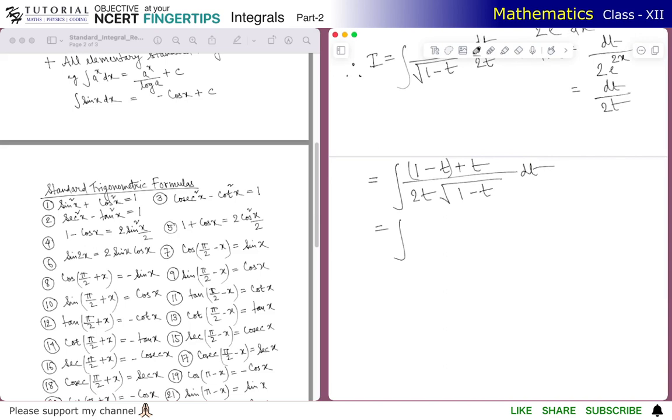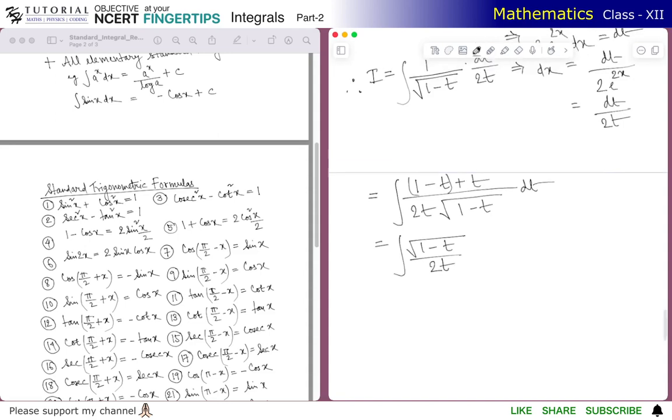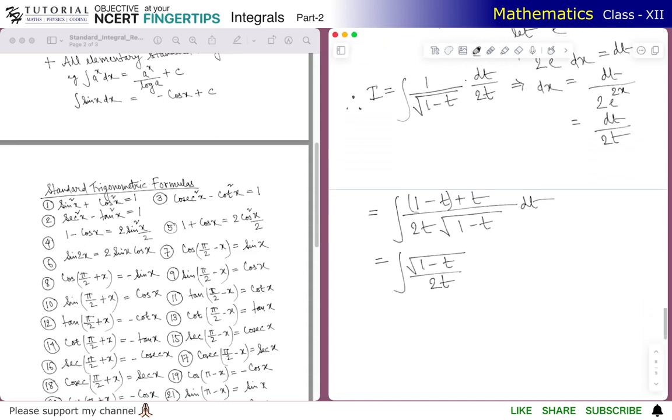Now, if we split the terms, we get root over 1 minus t by 2t dt plus, this is easy, 2 gets cancelled out, and we have 1 minus t. This integral is basically root over 1 minus t, minus of root over 1 minus t. But what about this integral?